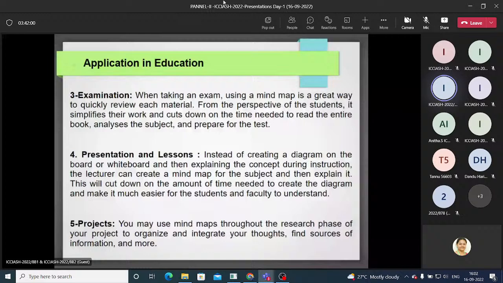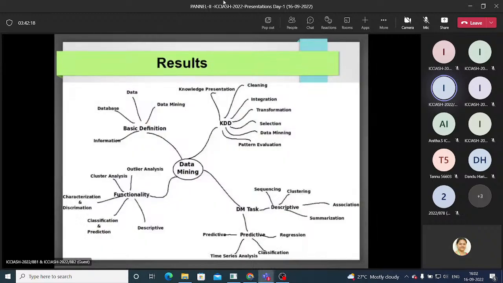Then the projects: you may use it for the research phase of your project also, so that it can be organized and integrate your thoughts, your sources of information, etc. Right? So that can be used in your projects part also. Here I have used the mind map for one of the subjects called data mining and business intelligence, where the subject has some major branches: what exactly is the definition, what exactly is knowledge discovery from data, what are the data mining tasks, what are the data mining functionalities, right? And again, it goes into some branches.